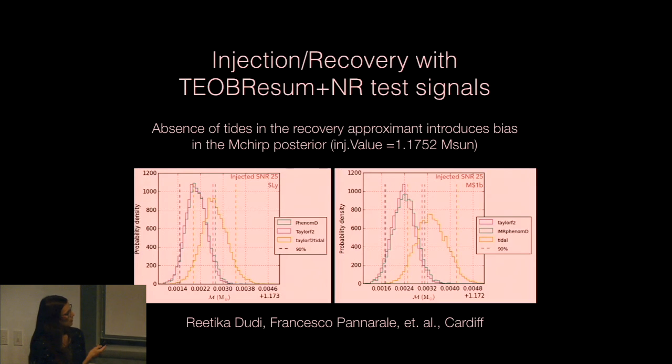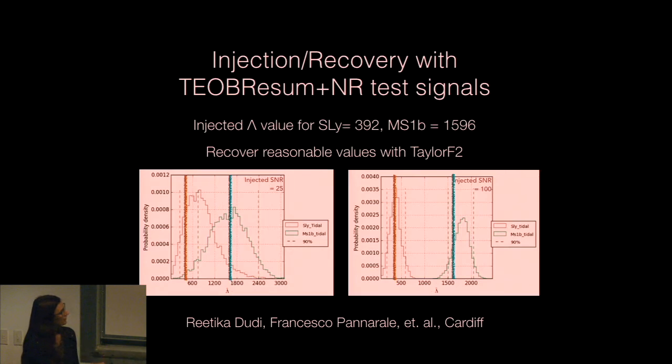But more practically, Ritika also injected waveforms with different tidal deformability values and found that the Taylor F2 approximant actually recovered reasonably accurate values for the waveform deformability with this more sophisticated injection test. So this was one of the first indications we had that Taylor F2 could be an effective model for understanding neutron star parameters.